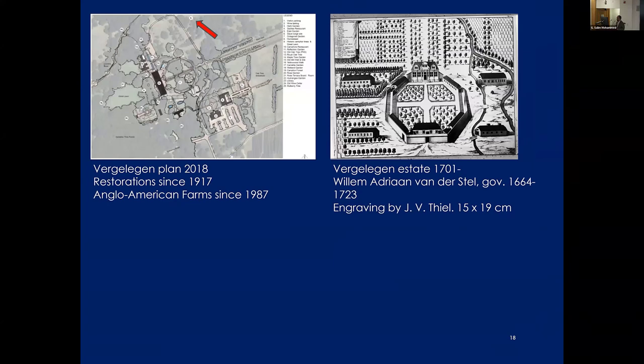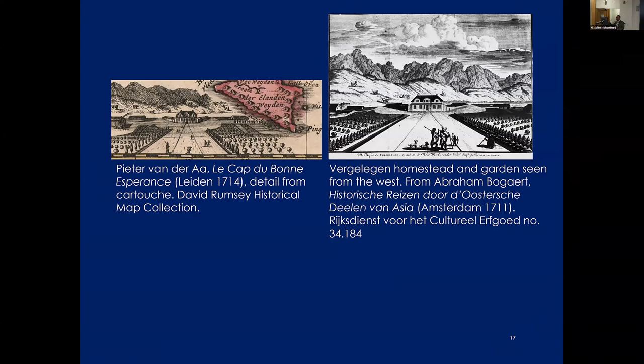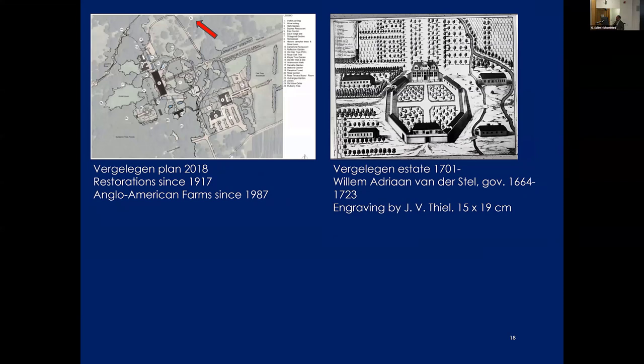The reason that Burchard's mapping of this is especially interesting is that it was Burchard who, as an employee of the company, took with him the letter of petition from the burghers against the governor. Burchard took it with him in his luggage on his journey back to the Netherlands. And it was Burchard's petition that led to the firing of Willem Adriaan van der Stel over this estate that still is in existence today. It was bought by Anglo American, who obviously spared no expense in making it look nice.